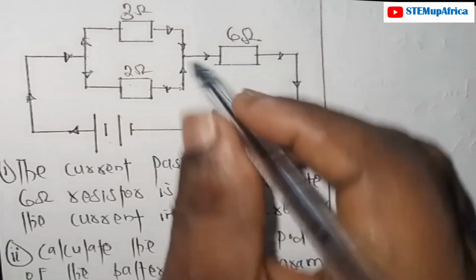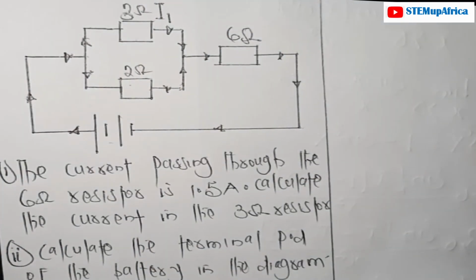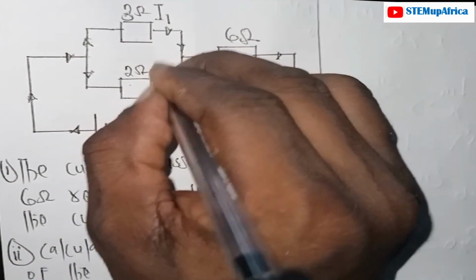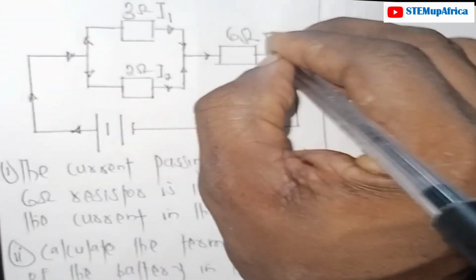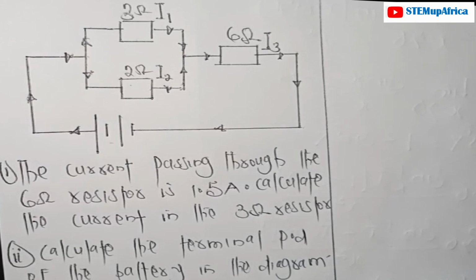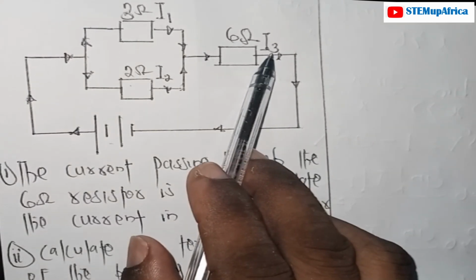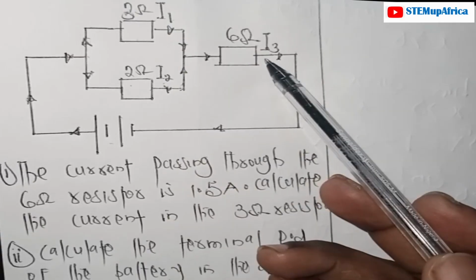So what is the point? Let's call the current that flows through the 3 ohm resistor I1. Let's call the current that flows through the 2 ohm resistor I2. Then the current that flows through the 6 ohm resistor, what do we call it? I3. So what is the point? I3 is simply the current that flowed here and here, because both of them gave us this value.